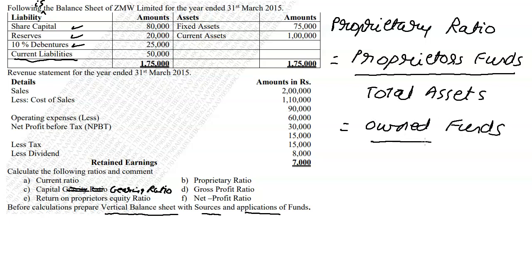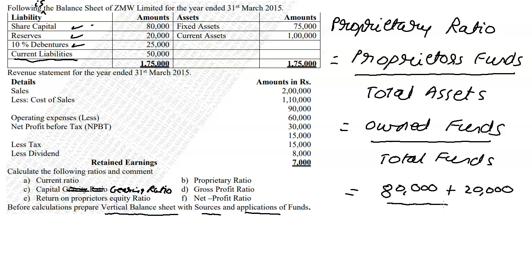Okay, and total assets, we already know what is total assets. I'm just expanding on the formula for proprietor's funds. Owned funds, we have already done it in the balance sheet, and even offhand you should know. Owned funds is nothing but equity share capital plus reserves and surplus. In this question, we've been given equity share capital. We're just calling it share capital and reserves. So I'm just going to write 80,000 plus 20,000 upon the total assets, which is here.